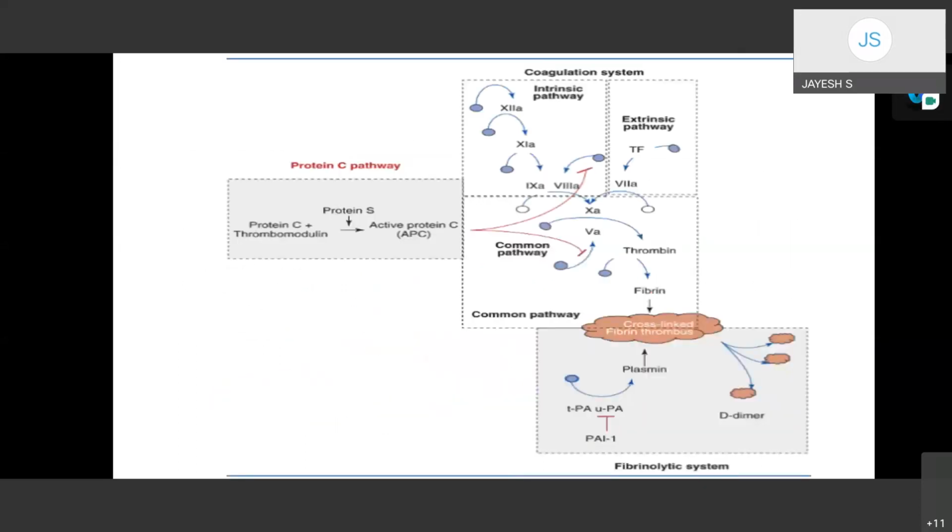Overall, the outcome of coagulation depends on three pathways. One is the coagulation pathway, which has an extrinsic pathway and an intrinsic pathway. The other is the protein C pathway, including protein S also. They inhibit factors 5 and 8. And at the end, when fibrin is formed, there will be a fibrinolytic system. The overall coagulation that happens in one's body depends on these three pathways.